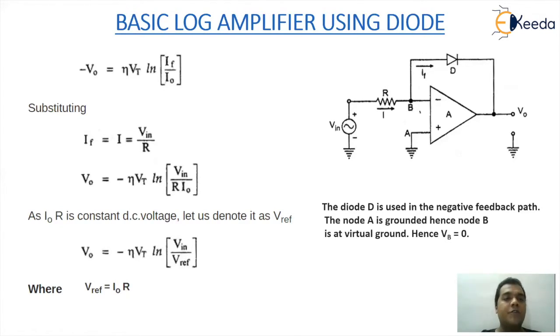Now when you substitute the value of IF as V in by R in the top equation, we end up at V naught is equal to minus of nu VT log of V in by R into IO, where R into IO can be estimated as a constant defined by Vref. And that's the reason you will find VO is equal to minus of nu VT log of V in by Vref. So if you observe carefully, output is going to be the log function of the input.